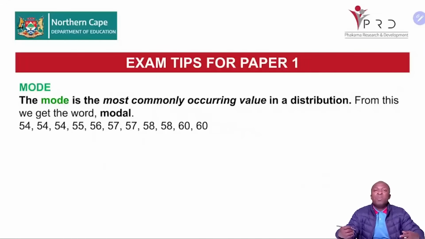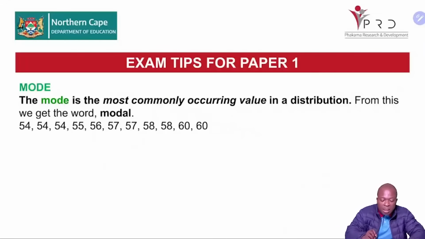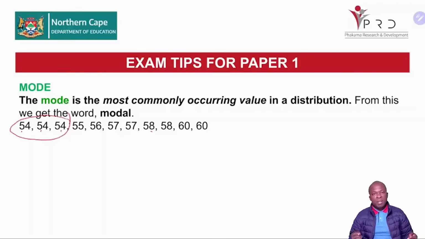Mode is the most appearing number. So what you do is go and count, check which number appears more than any other number. Then that is your mode. Can you see here 54, 54, 54? There are 3 of them. Then we have 55, 57, then 58, 58, 60. So which number appears the most? 54, the most appearing number.